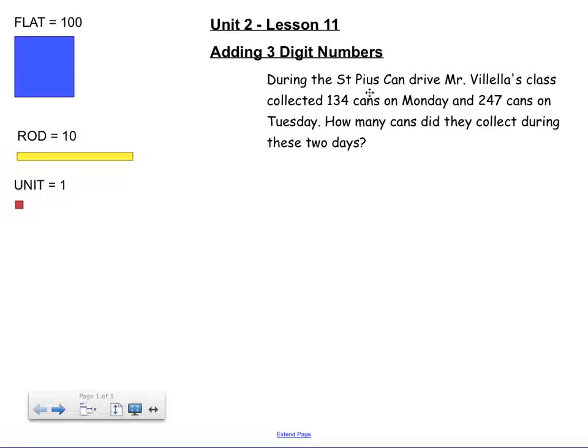During the St. Pius food drive, Mr. Lilla's class collected 134 cans on Monday and 247 cans on Tuesday. How many cans did they collect during these 2 days? What I want to do is take that information and isolate it. We want to organize our work.